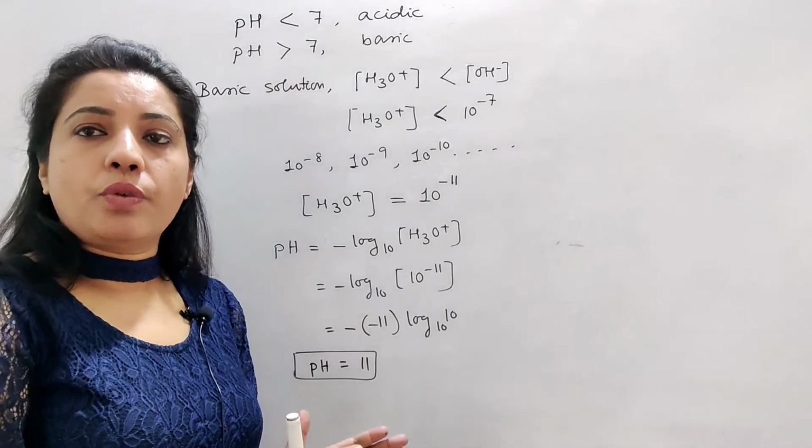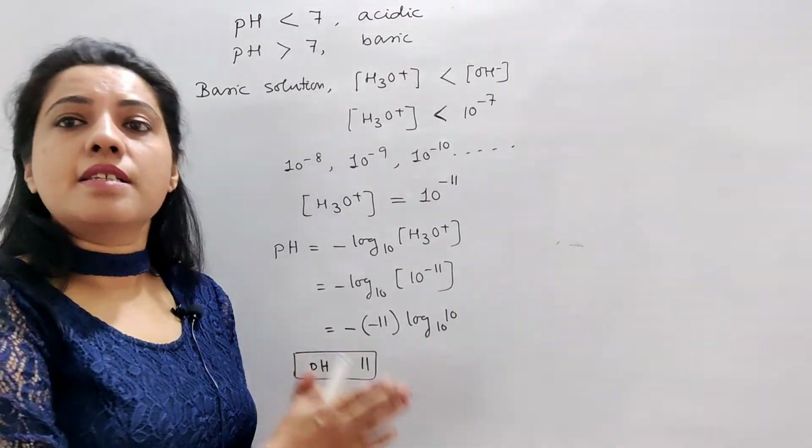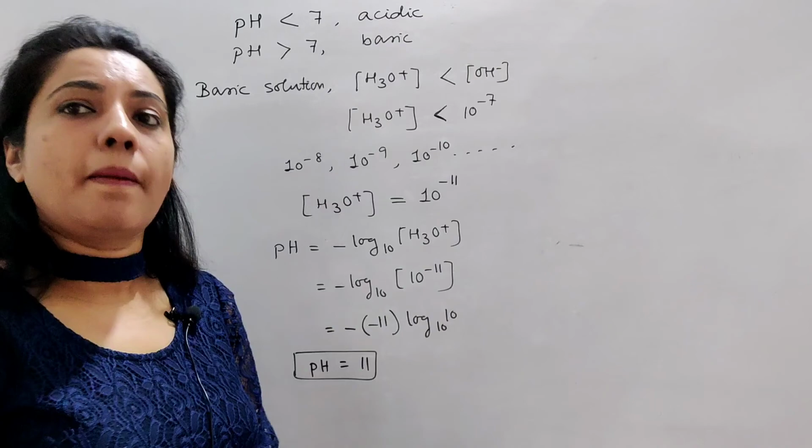So now we understood why the pH value is equal to 7 for a neutral solution, less than 7 for the acidic solutions, and greater than 7 for the basic solutions.